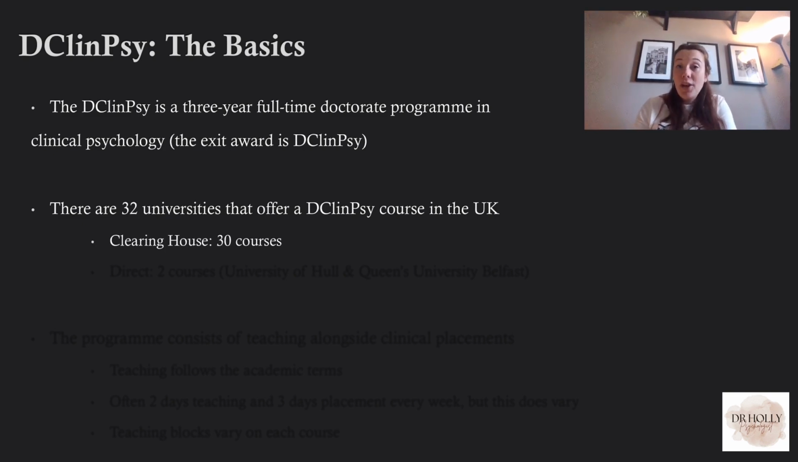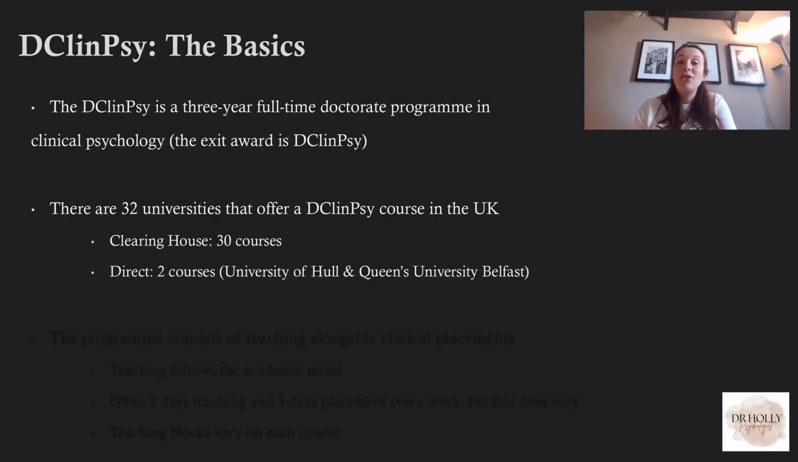You can apply for 30 of those courses if you're NHS funded through Clearinghouse, and directly to 2 courses, which are the University of Hull and Queen's University Belfast. So for Hull, unless they changed it, you have to have done your psychology undergraduate degree at either Hull or York universities. You have to be in your 3rd year. You have to have got a certain amount in the clinical psychology module, and then you are eligible to apply for those courses. So do double check whether you are able to or not.